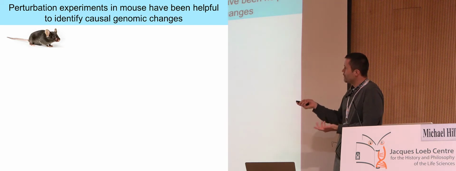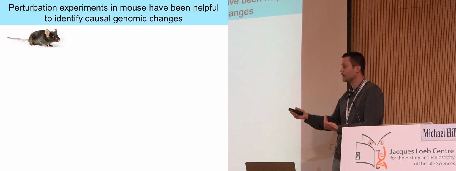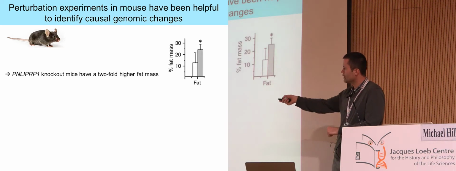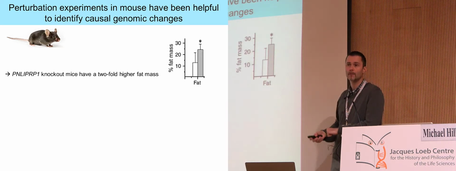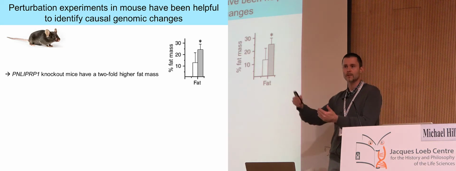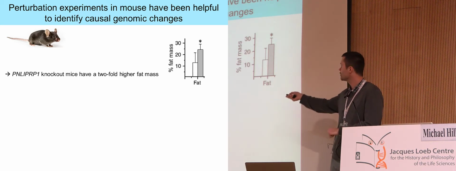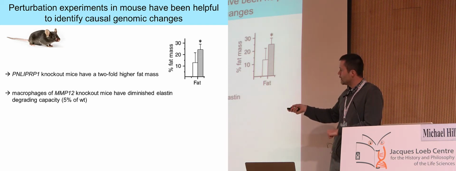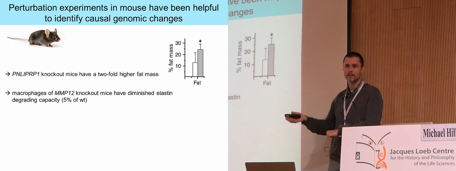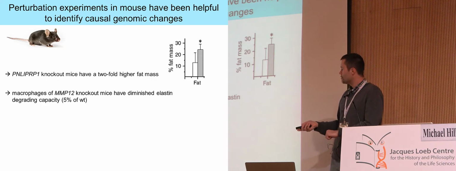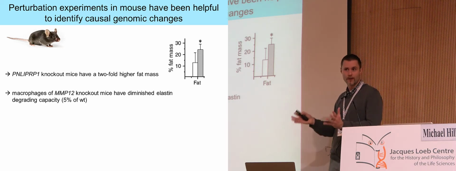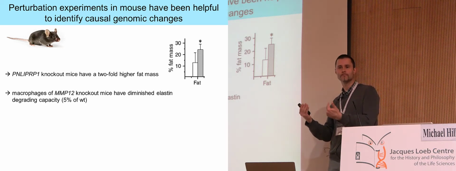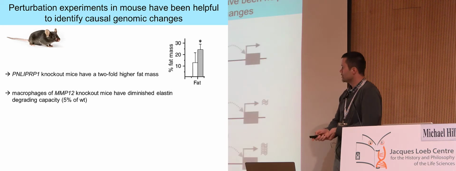And so, fortunately for us, there were lots of studies where people did equivalent perturbations in mouse. I showed you that this gene, PNLIP-RP1, has been knocked out, which is essentially what happened in many herbivores, right? And effects were measured. The same for MMP12, right? And people could show that this greatly diminished elastin-degrading activity. So knockout study is very helpful for us to interpret the potential effects of losing genes.